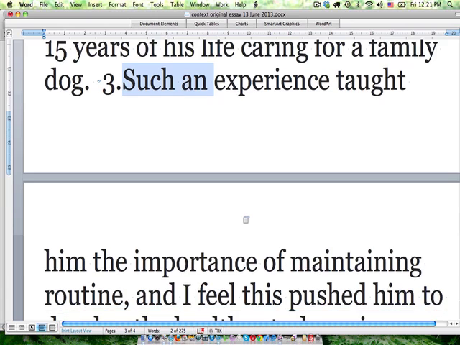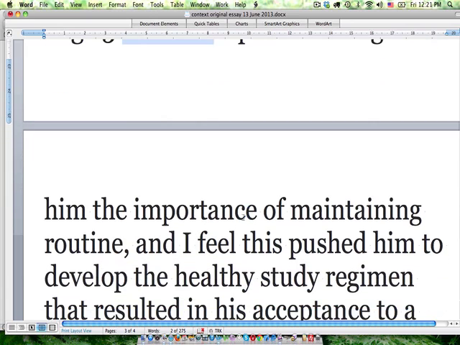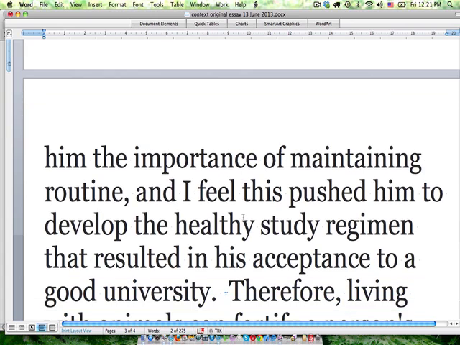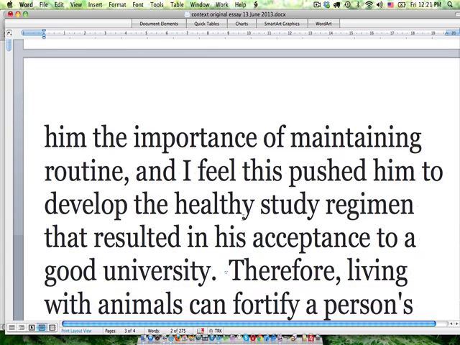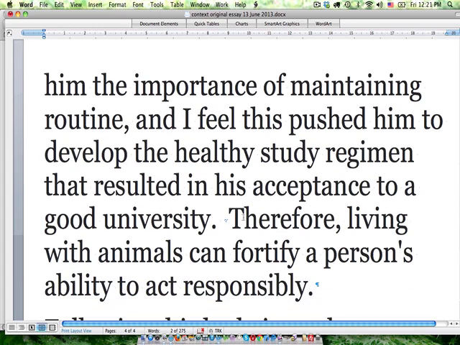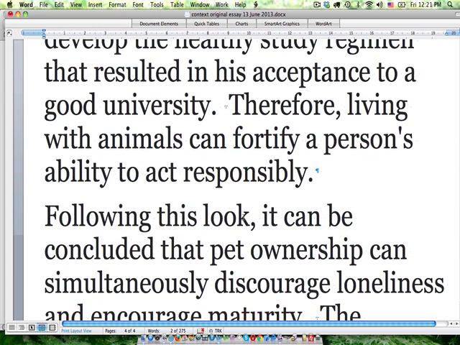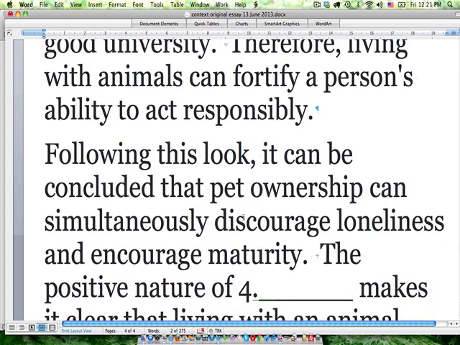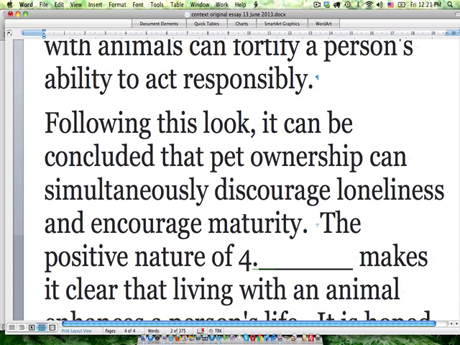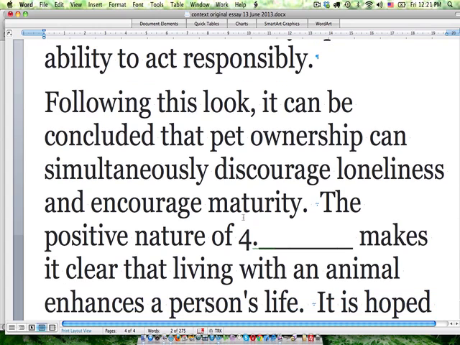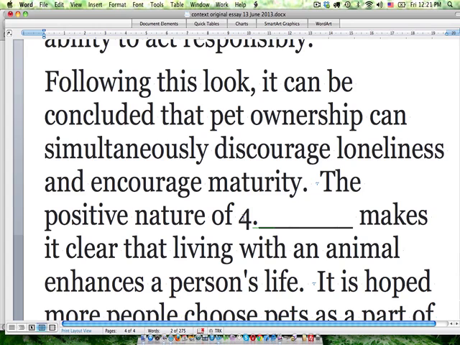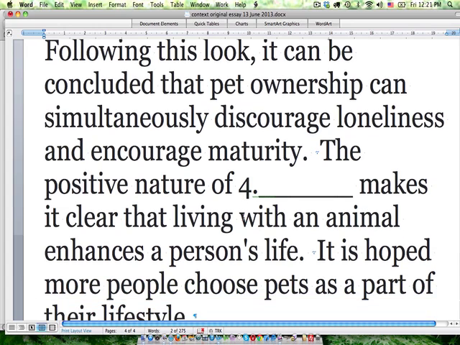Such an experience taught him the importance of maintaining routine, and I feel this pushed him to develop the healthy study regimen that resulted in his acceptance to a good university. Therefore, living with animals can fortify a person's ability to act responsibly. Following this look, it can be concluded that pet ownership can simultaneously discourage loneliness and encourage maturity. The positive nature of blank makes it clear that living with an animal enhances a person's life.